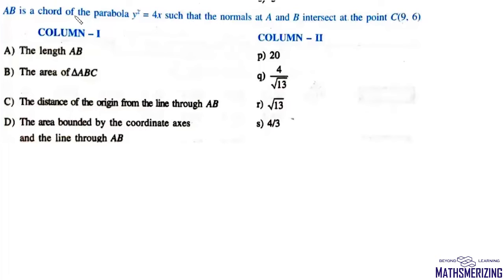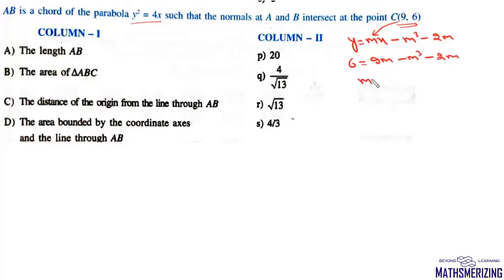Now here the question is, AB is the chord of the parabola y square equals 4x such that normals at A and B intersect at a point C (9, 6). So for this parabola, if we write the equation of normal, it'll be y equals mx minus am cube. Now a in this case is 1, so it'll be simply m cube minus 2m. Now it'll pass through this point (9, 6). So here y is 6 and x is 9, so it'll be 9m minus m cube minus 2m.